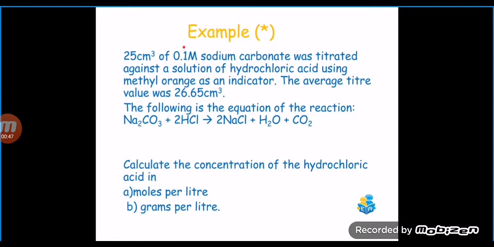So here's our question. It says 25 centimetres cubed of a 0.1 molar sodium carbonate solution was titrated against a solution of hydrochloric acid using methyl orange as an indicator. The average titration figure was 26.65 centimetres cubed, and there's the equation for the reaction. Then it says calculate the concentration of the hydrochloric acid in moles per litre and in grams per litre.